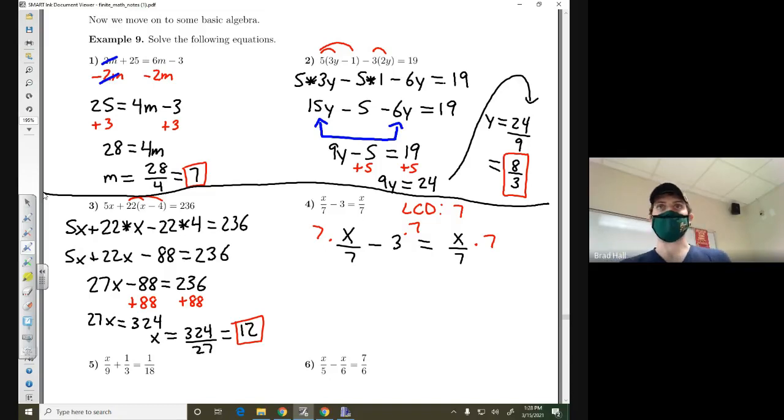So for the first fraction, really, those 7s cancel. That was convenient. And this is the goal of the least common denominator. We should not have any fractions after we do this. That's why we're doing this. That's x. Well, then it's 3 times 7 for the next one. That's 21. And then these 7s, well, they cancel again. That's just x.